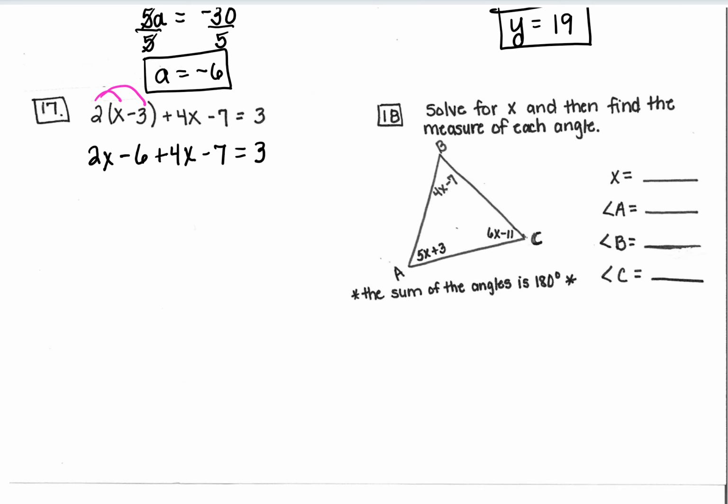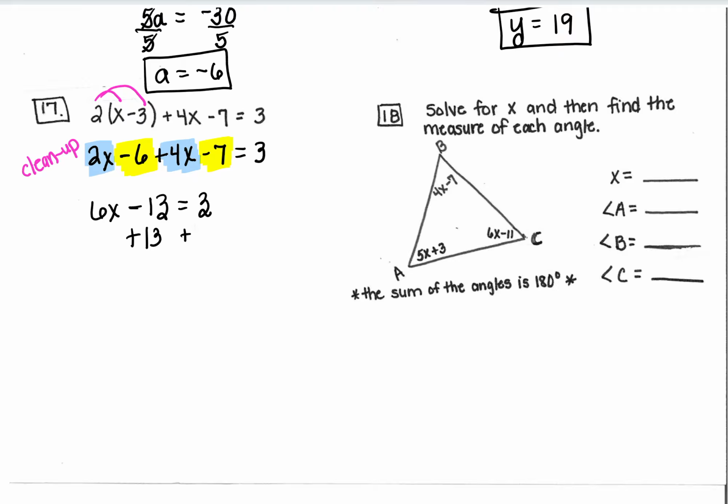All right, collect your like terms. We got to do our chores. We got to clean things up. You got to do your chores before you can go over to your friend's house. And so here you've got 2x and 4x. They're like terms. We're going to put those together. So 2 of them plus 4 of them is 6 of them. Negative 6 and negative 7 is negative 13 equals 3.